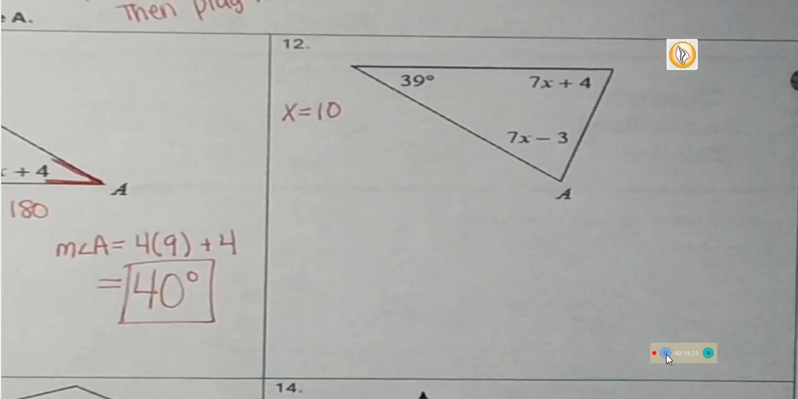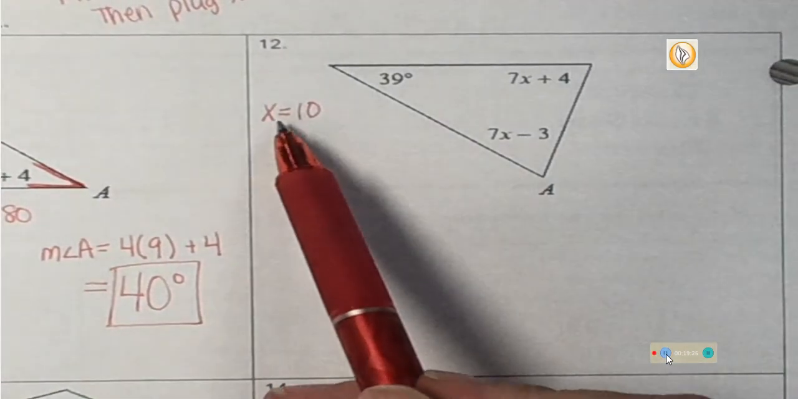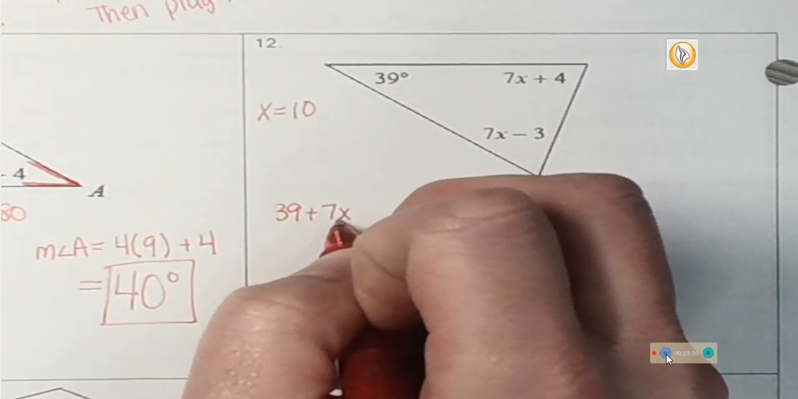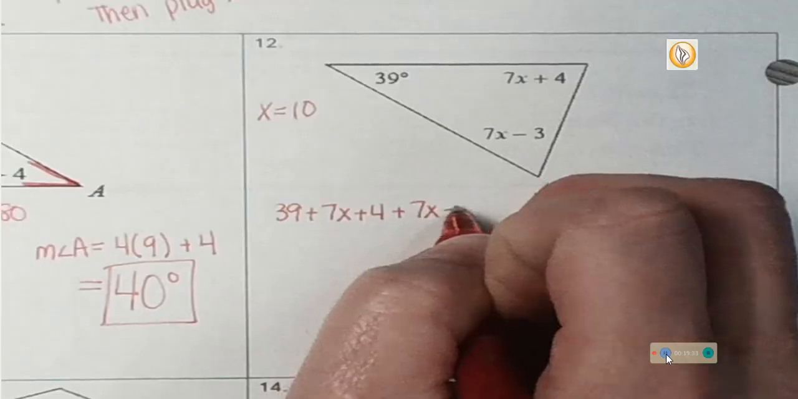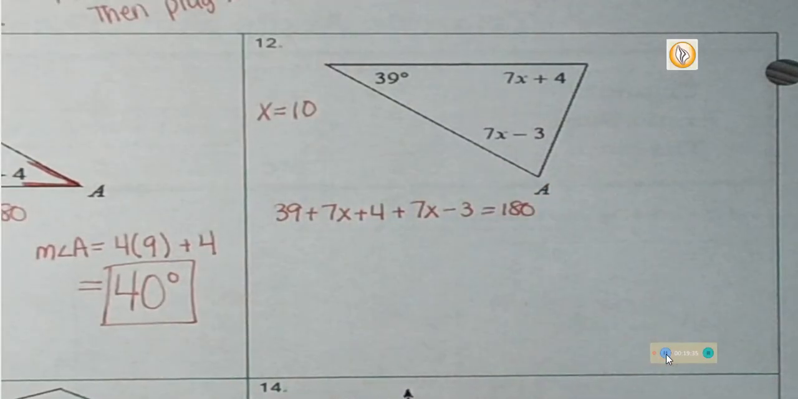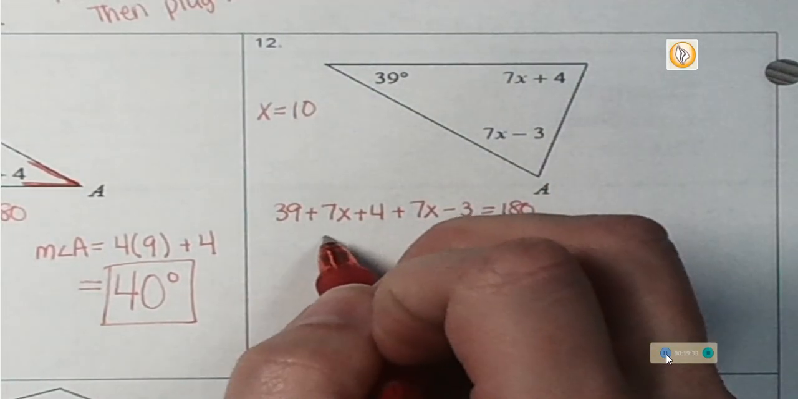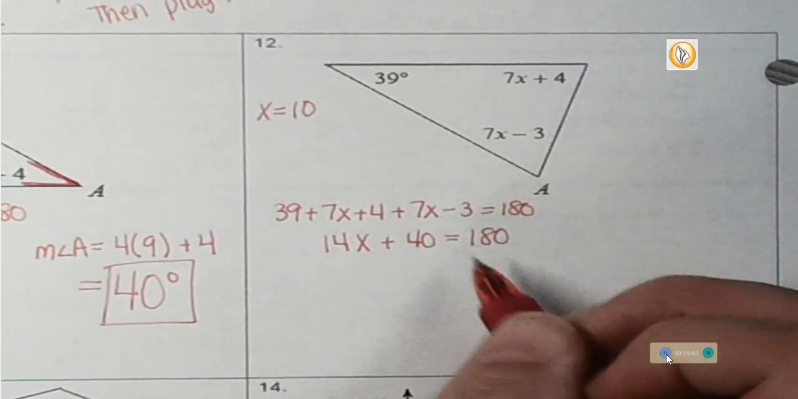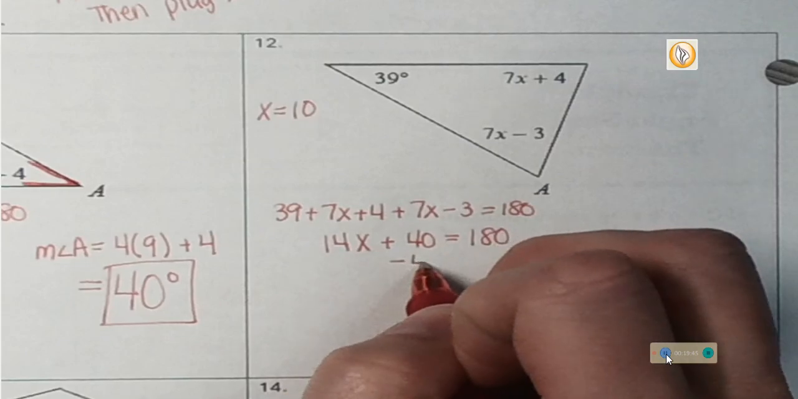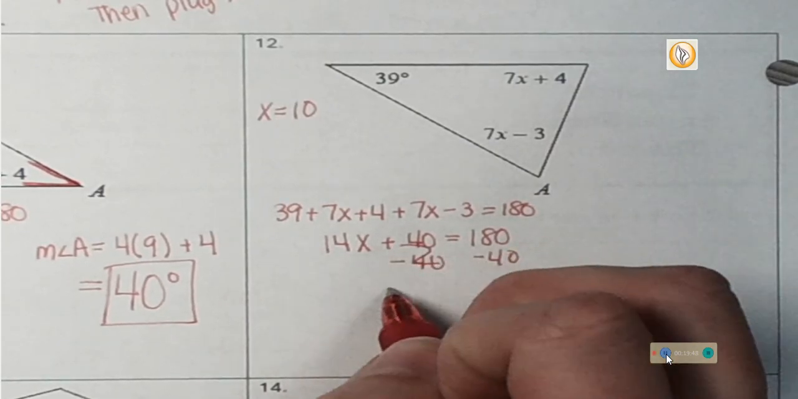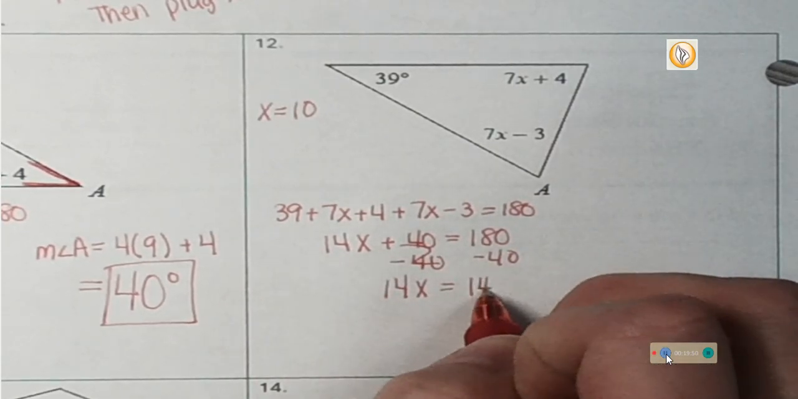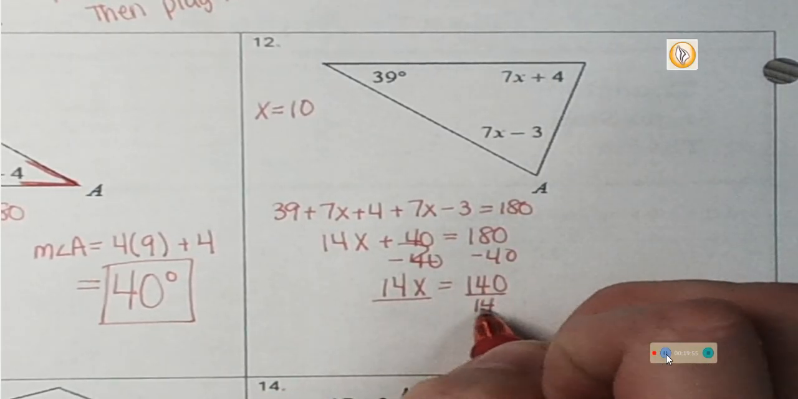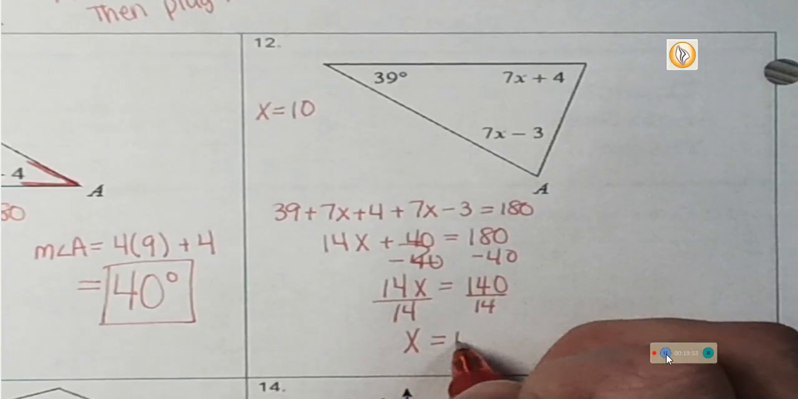All right, my sweet friends, so you solved and you got x equals 10. Now let me show you how you should have set it up. So you got 39 plus 7x plus 4 plus 7x minus 3, which equals 180. You're paying attention right here. All right, so you solved. So you simplified and got 14x plus 40, which equals 180. You're trying to get x by itself, so you inverse 40. And then you have 14x equals 140. How do you undo times anything? You divide by what that is. And so that's how we got x equals 10.